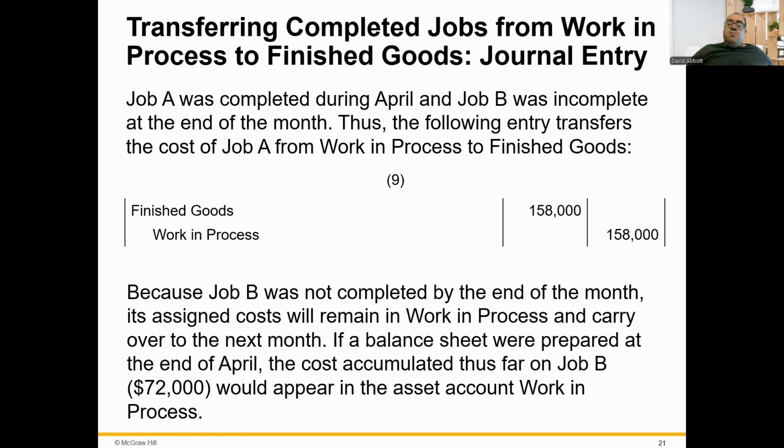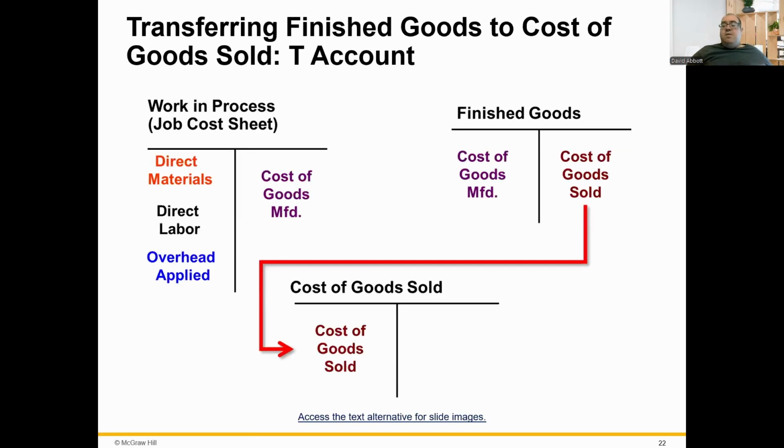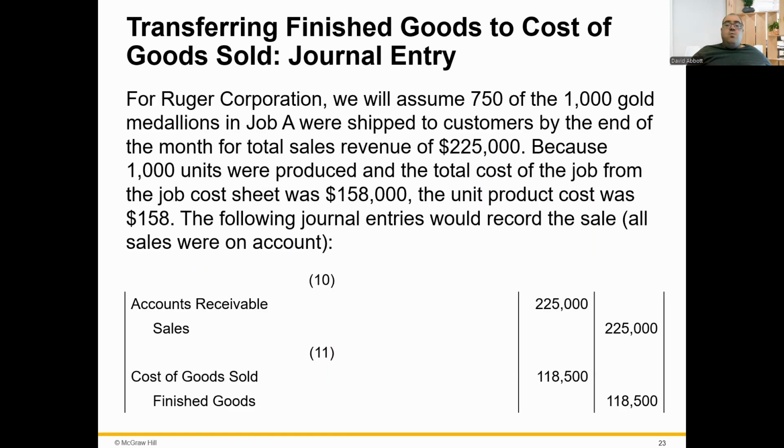If a balance sheet were prepared at the end of April, the cost accumulated thus far for job B, which is, excuse me, 72,000, would appear in the asset account work in progress. And then we see how we do that. And once they actually go and sell the products, you would then go ahead and credit finished goods inventory, and then debit cost of goods sold once the items are actually sold.